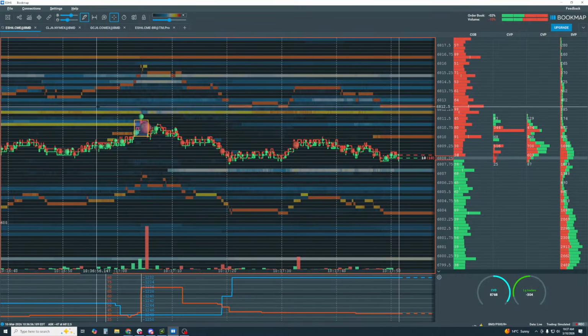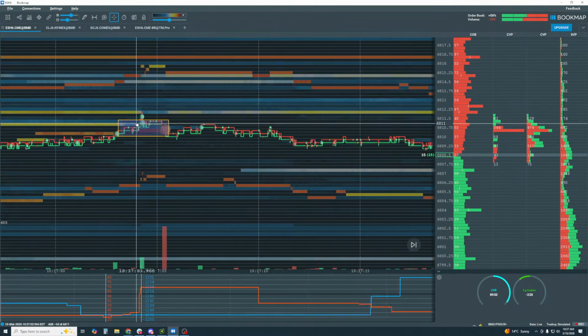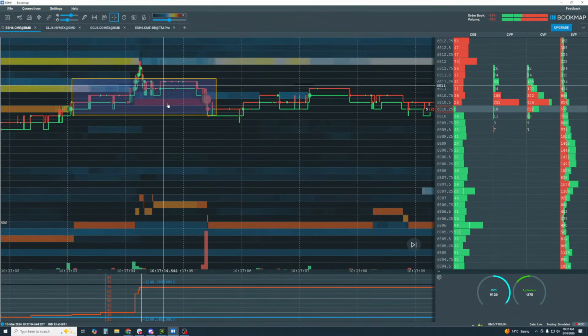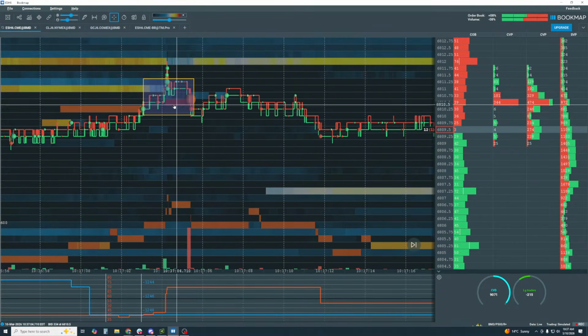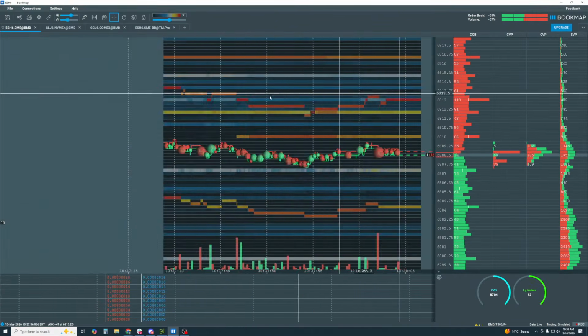Now we have to zoom into that area to understand, right? You might miss it otherwise. So we saw this big seller here, and they took on that buyer here. That transaction took place.